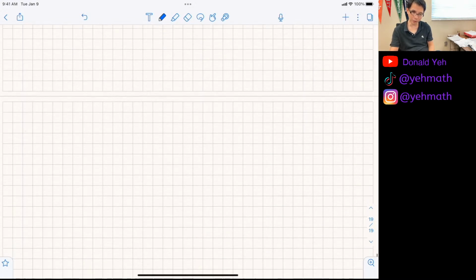Now, what kind of question would it be like this? Let's say it's 3 cosine of x minus 6 is equal to cosine of x minus 5. So how do I solve this question? It looks very much like a linear question, but it's a little bit different.